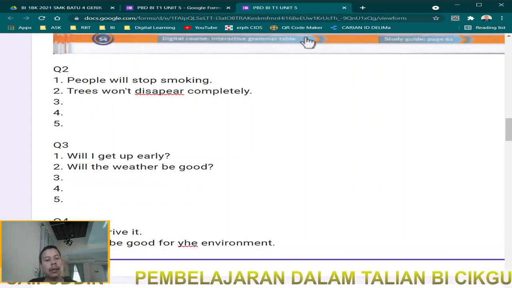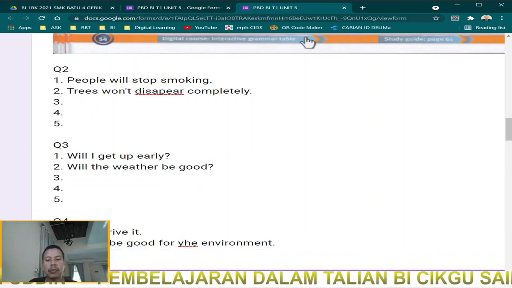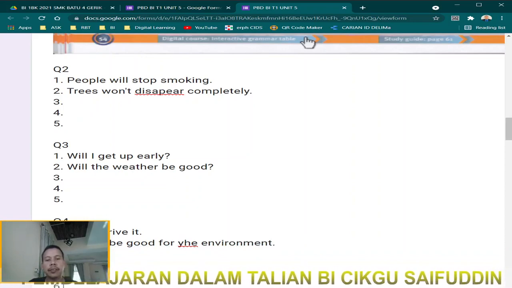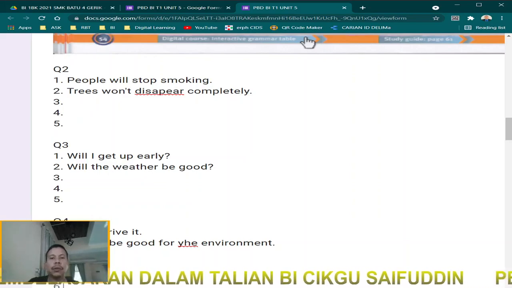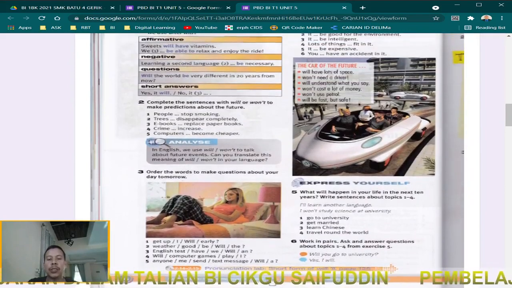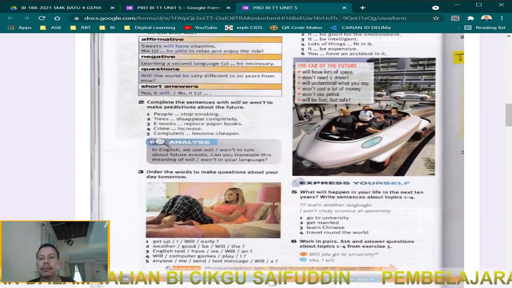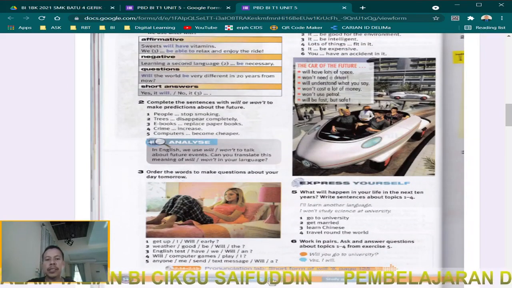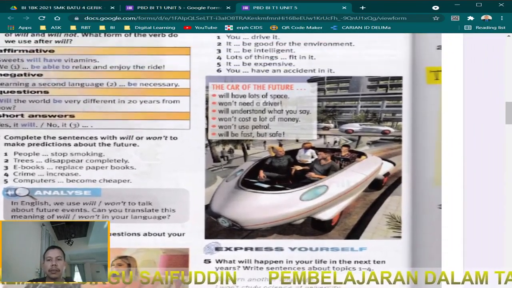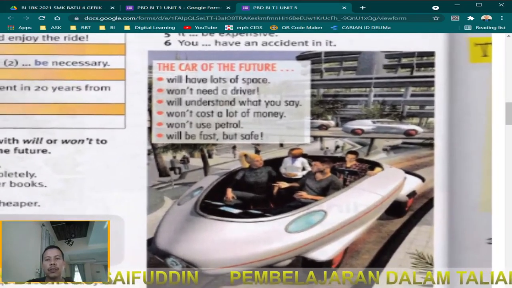Okay, and let's answer question 3, question 4, 5, and 6 by your own. So that's the question on page 54. So let's look to these pictures. The car of the future.